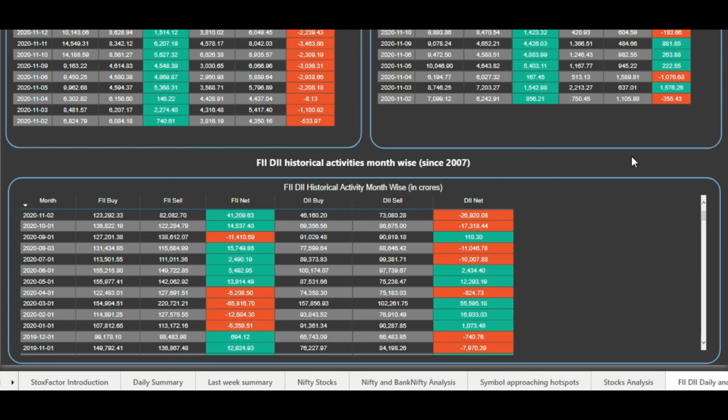So friends, with this we come to the end of this page, and we have discussed the FIIs, DIIs historical activity on a daily basis and the monthly basis.